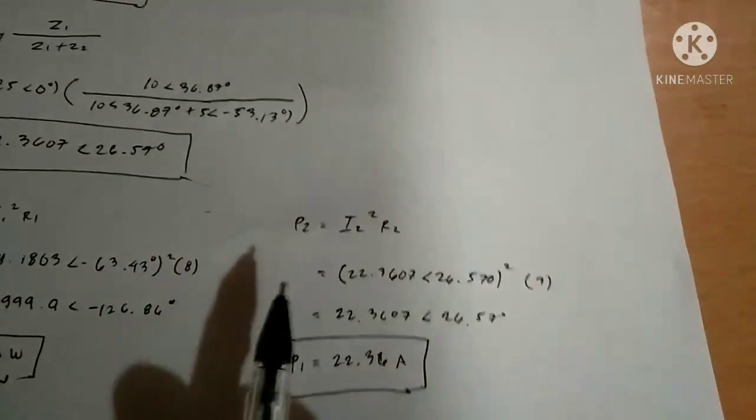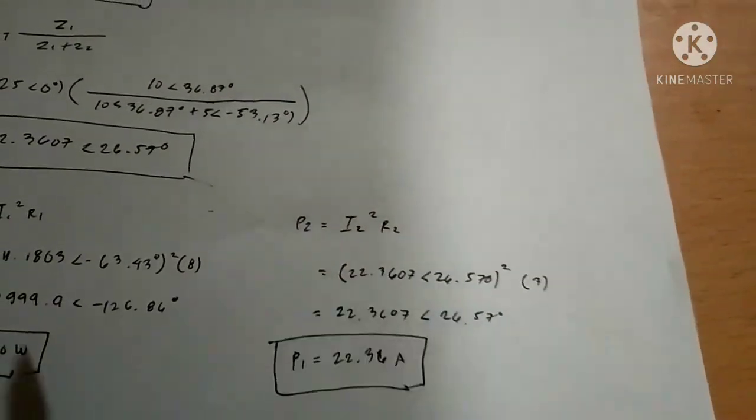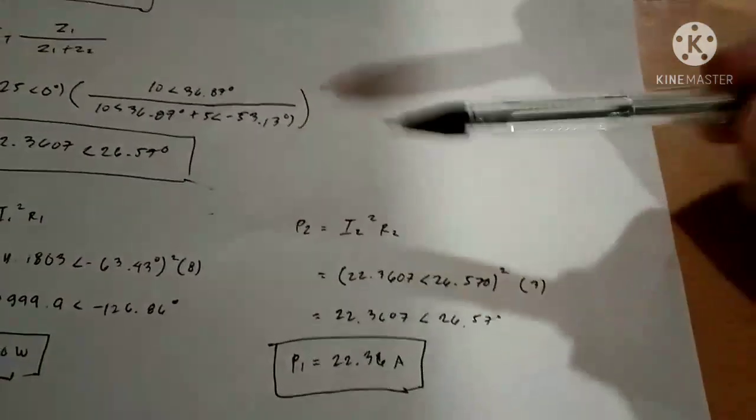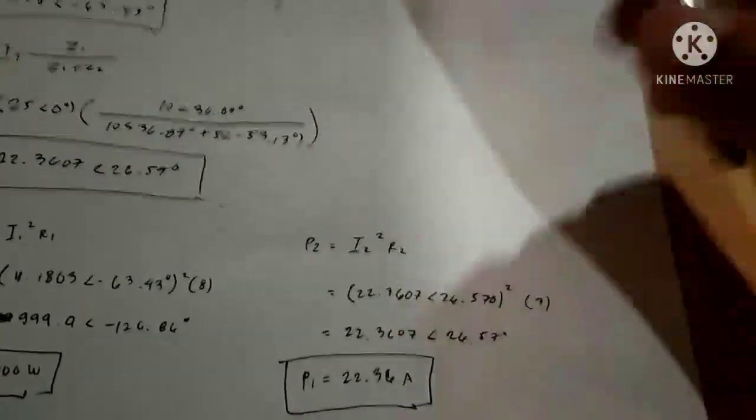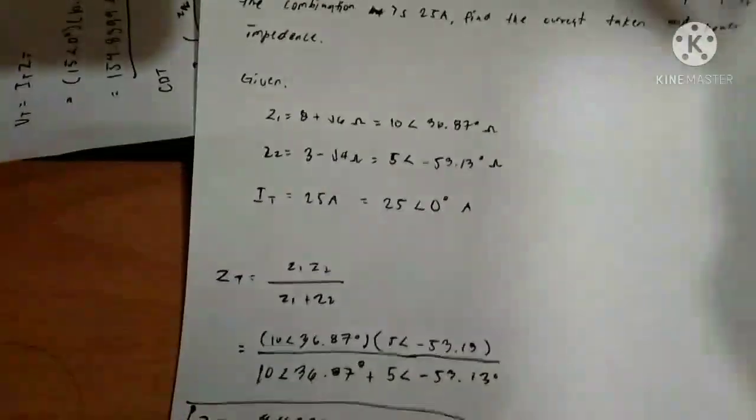So we'll have to solve for P2, which is I2 squared times R2. These are also both given, because we just solved I2, and R2 is this part, 3. The real part.